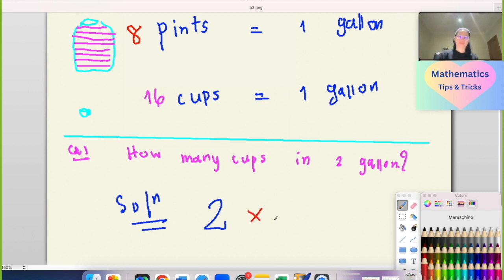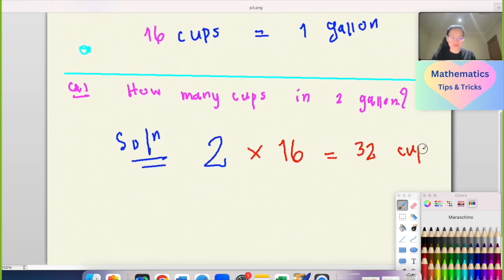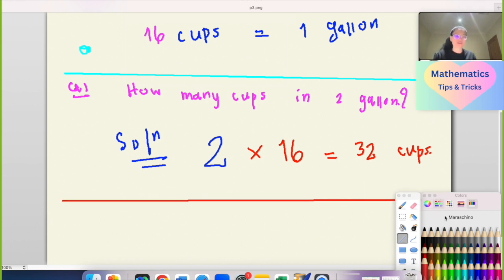Multiply by what? 16. 16, very good. So it's equal to 32. Excellent. Now we go to the next one. Write down that 32 cups. Okay, question 2.